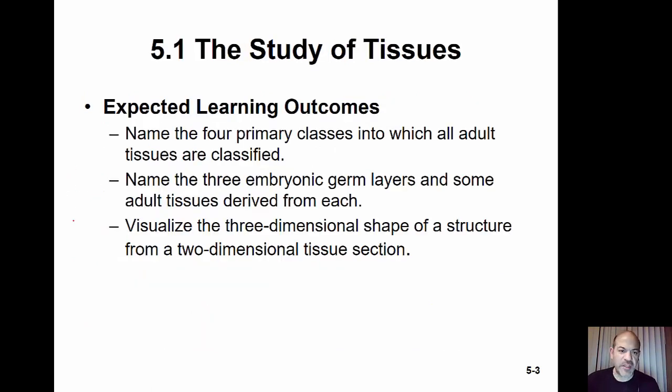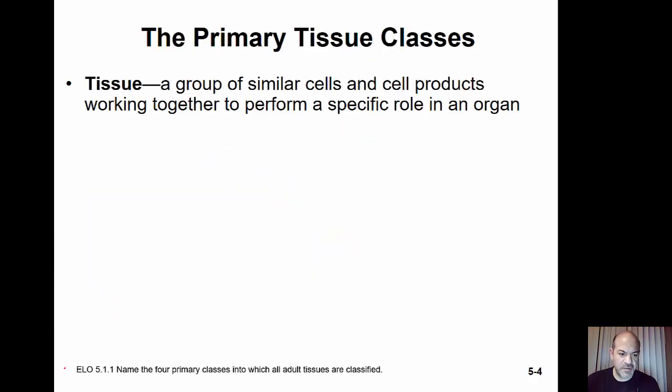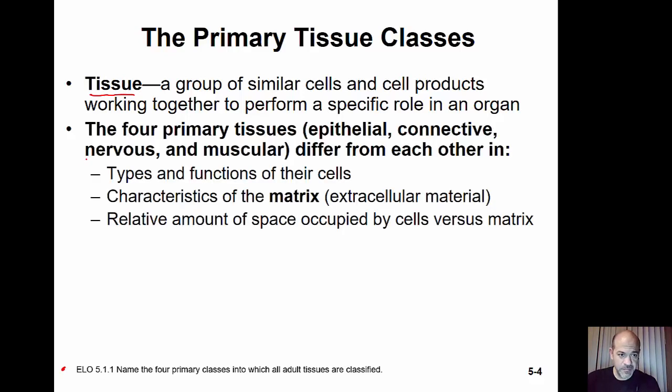So we're going to start with the first section, and these are the objectives right here. We'll look at them one at a time. So our first objective is to name 4 primary classes into which all adult tissues are classified. So let's first define tissue, which is a group of similar cells and cell products working together to perform a specific role in an organ.